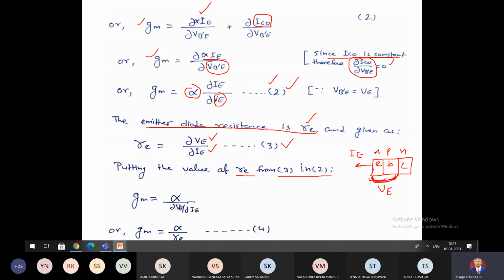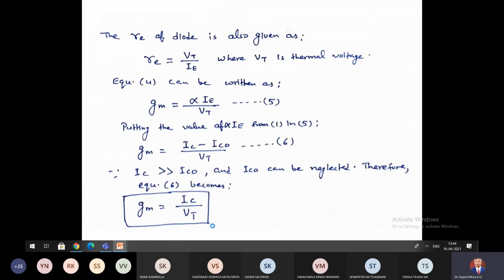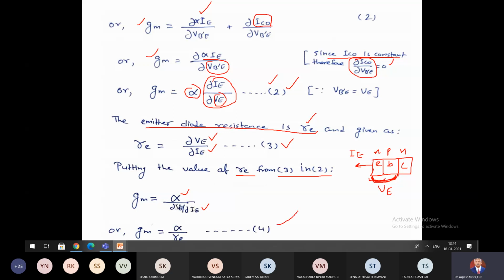So what we will get? We will get alpha, so here it is del IE by del VE. So del IE by del VE I have written in denominator as del VE by del IE. So GM is equal to alpha by RE. Right? This is equation number 4. So we got this GM is equal to alpha by RE.